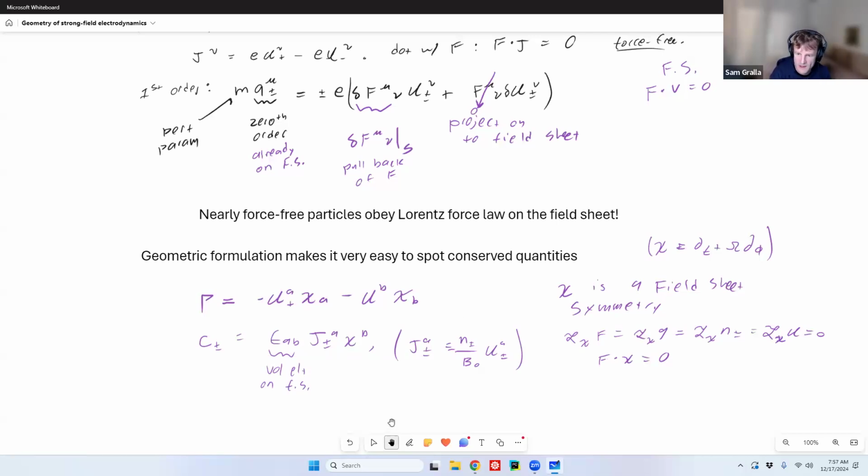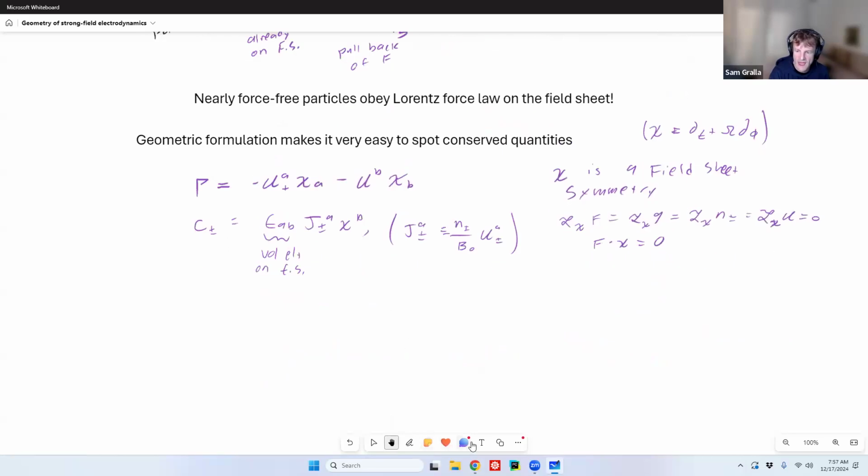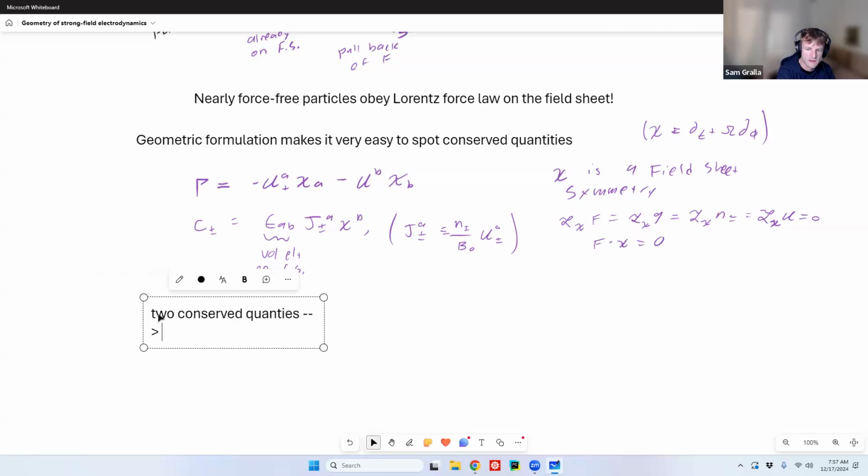Just wrap up here by saying that now that you have these two conserved quantities, it turns out they determine everything about the flow.